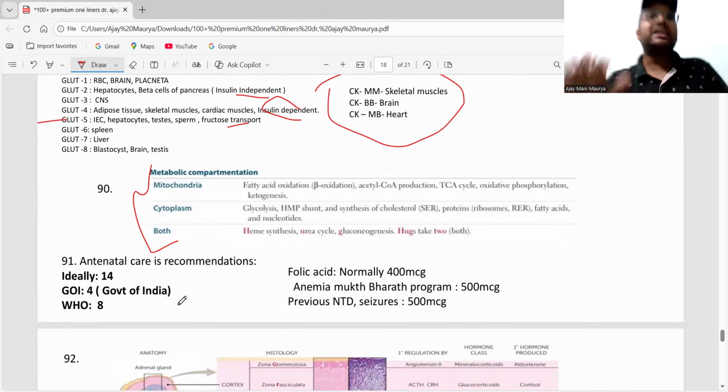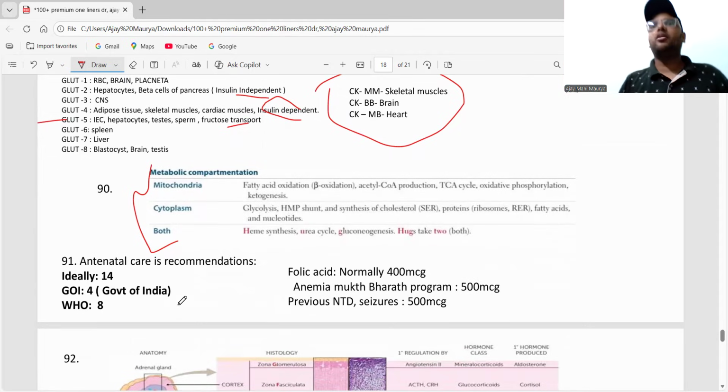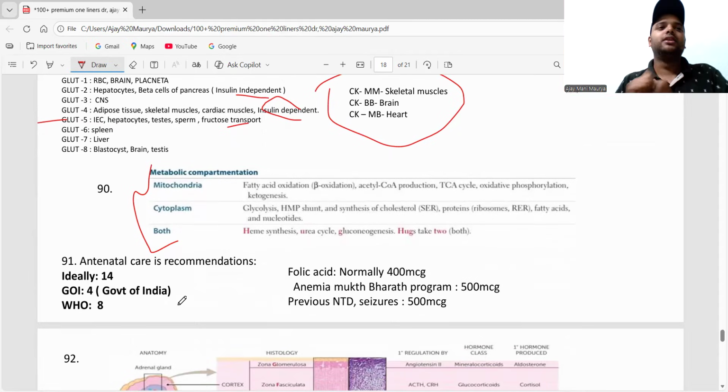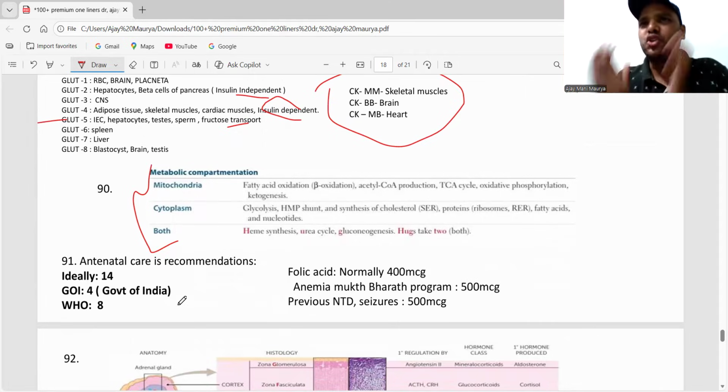Remember, antenatal care recommendations. Ideally, 14 ANC visits are required. How much? 14 ANC. According to the Government of India, at least 4. According to WHO, it is 8.